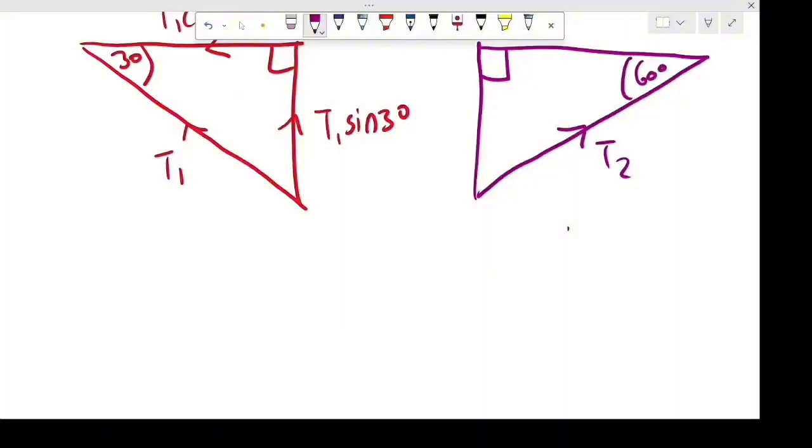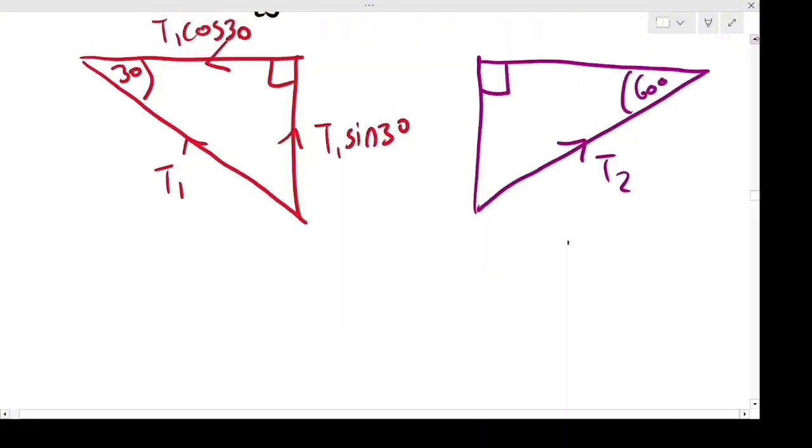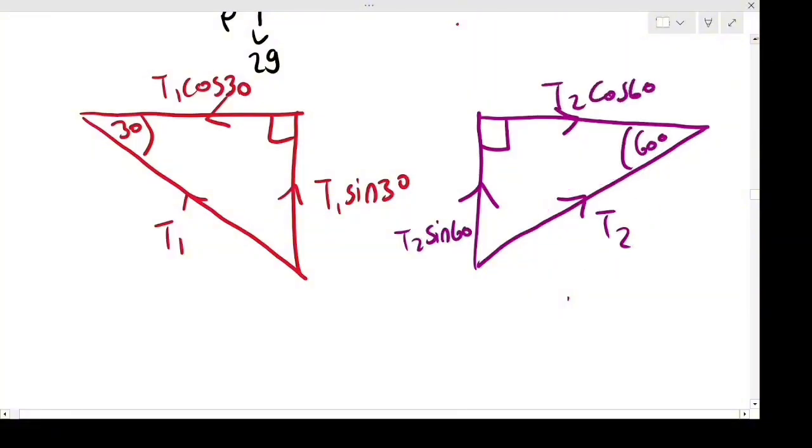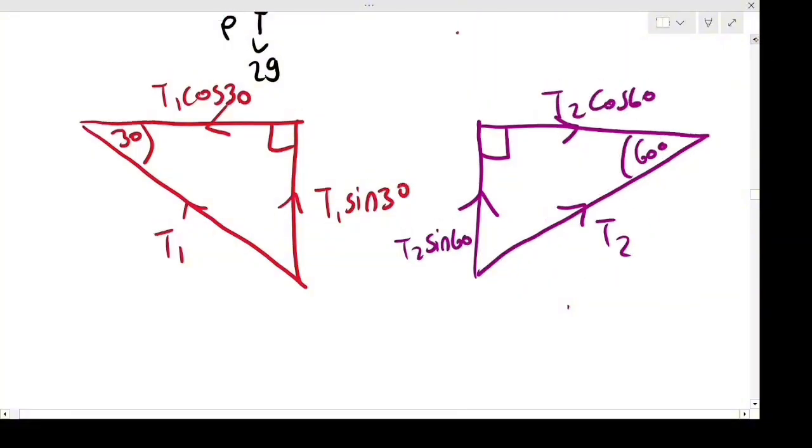60 here, 60 degrees. Therefore, again, if I'm going to go up here, I'm first going to have to go straight up like this and then to the right. So this side is again the opposite. That's going to be T2 sine 60. And then this side is the adjacent. That's going to be T2 cos 60. Hopefully happy with that. This is all due to SOHCAHTOA, right?